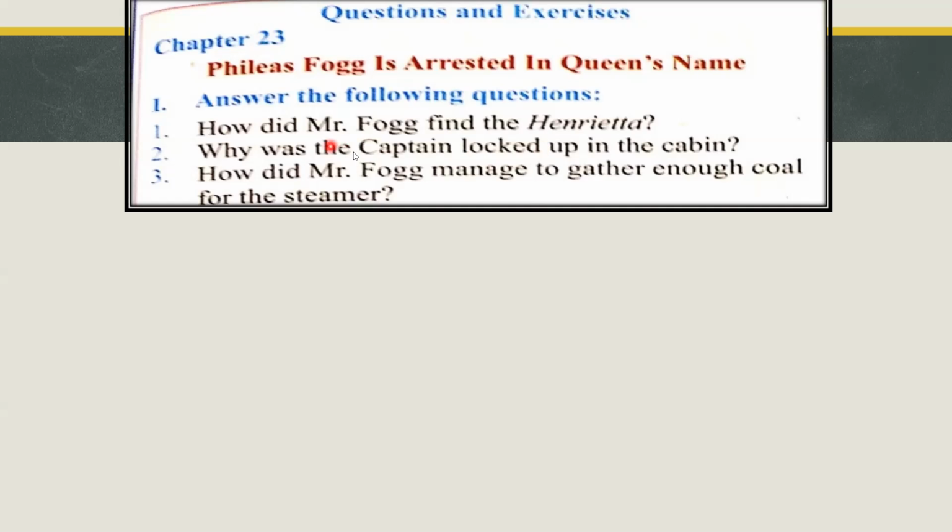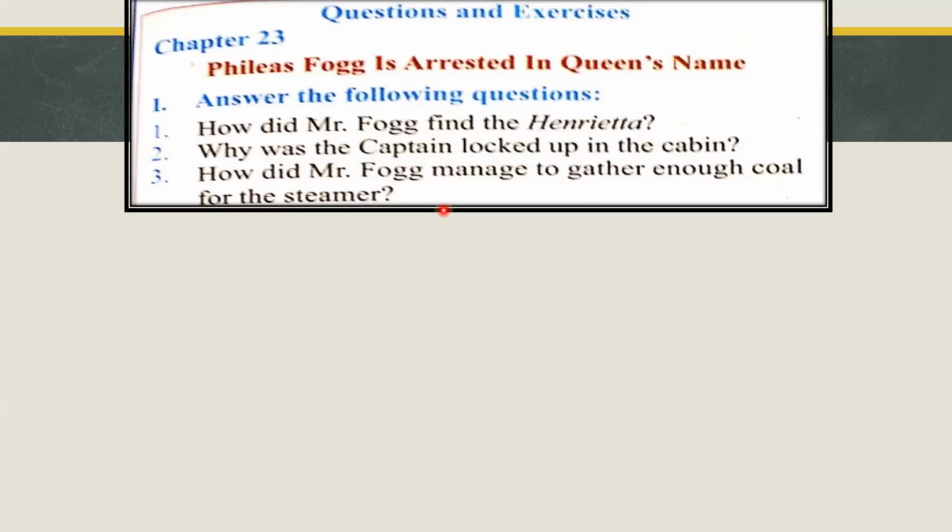Number 1 question is: how did Mr. Fogg find the Henrietta? Meaning, what kind of ship did he find? And number 2 is: why was the captain locked up in the cabin? Very easy. And number 3: how did Mr. Fogg manage to gather enough coal for the steamer? How he managed, what he did, to move the steamer forward. So these are the three questions, dear students, and you have to write the answers.